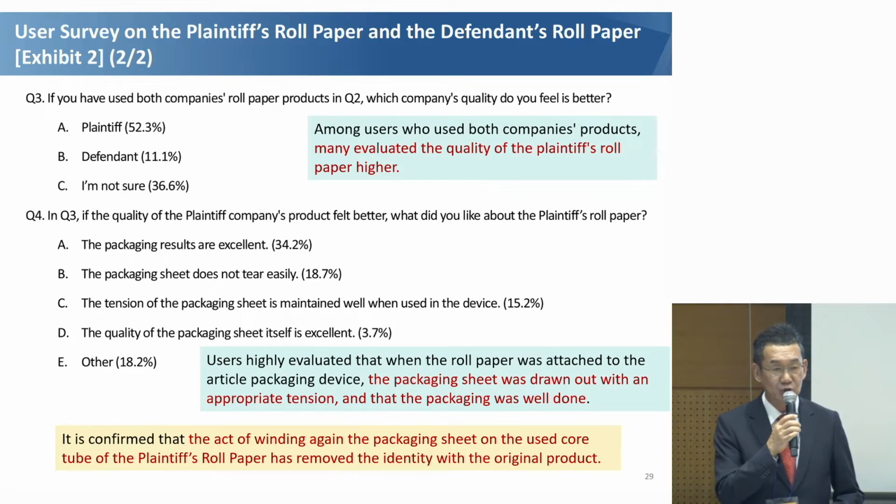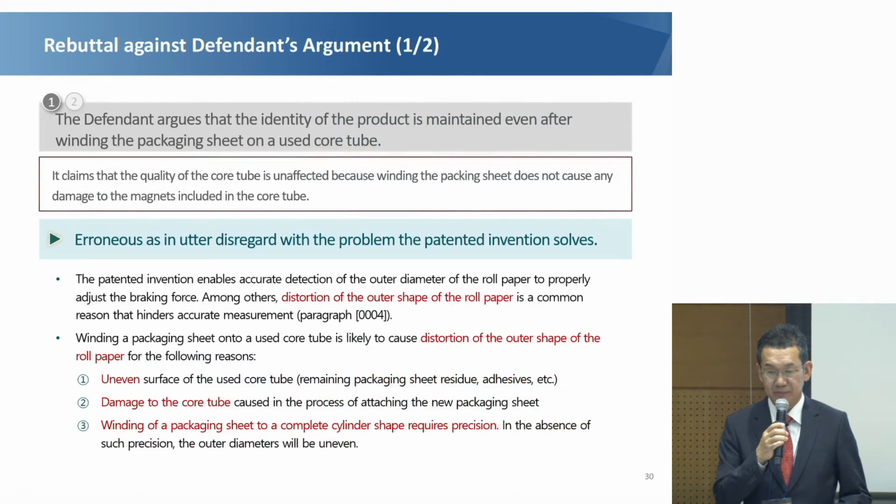Therefore, through the survey, it was confirmed that the act of winding again the packaging sheet on the used core tube of the plaintiff roll paper has removed the identity with the original product. So I will make a very brief rebuttal against the defendant's argument. One, defendant argued that identity of the product has been maintained, but it is a very clear mistake because that disregards the problem the patent invention solved.